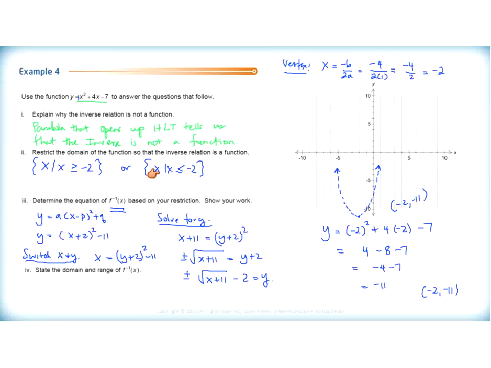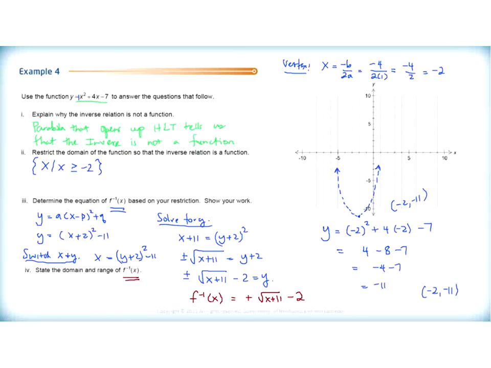Let's go back now. I know I said that there's two possibilities. Let's go back and choose one of these. Let's go back and choose the greater than 1. And let's finish the question. If this is your restricted domain, you don't have to list both, then your inverse function is simply going to be the positive part of that equation. So f to the minus 1 of x for that restricted domain is simply going to be plus root x plus 11, subtract 2. There's the inverse function for that restricted domain.